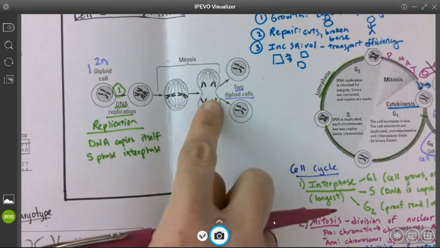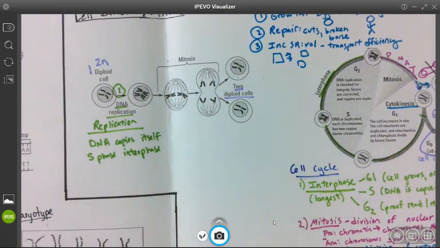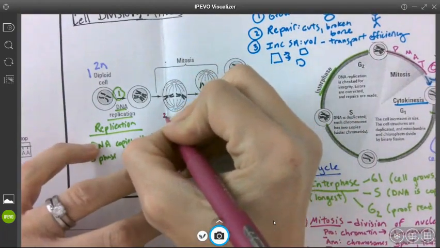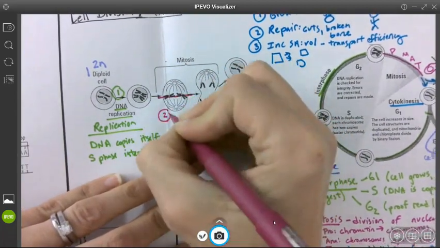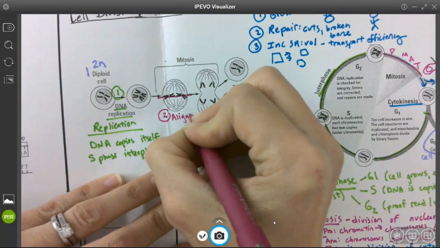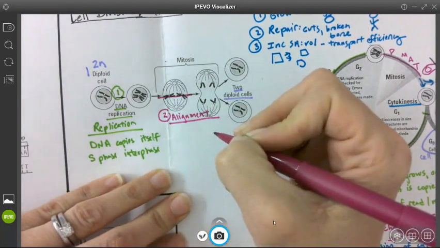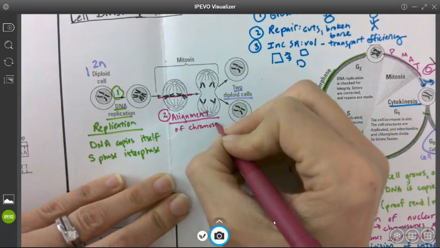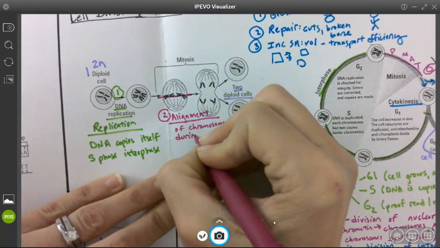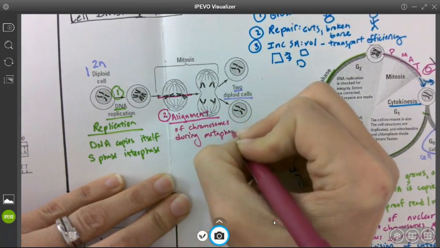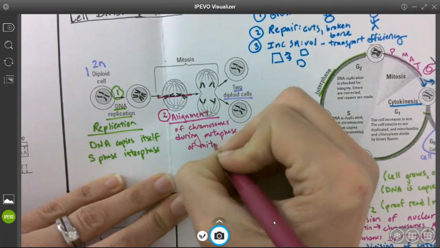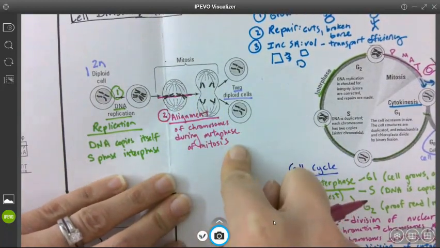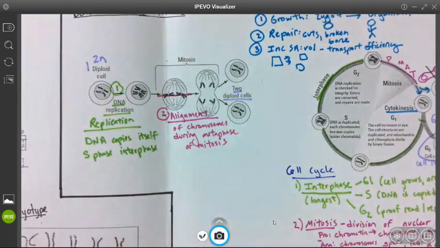The second checkpoint is a checkpoint that happens during this process of mitosis right here. So here's prophase, metaphase, anaphase, telophase, and cytokinesis here. The second checkpoint is one that happens between metaphase and anaphase here. This second checkpoint here is checking on alignment of the chromosomes. Alignment is, have the chromosomes lined up appropriately at the equatorial plate during metaphase of mitosis. So that's the second checkpoint here.